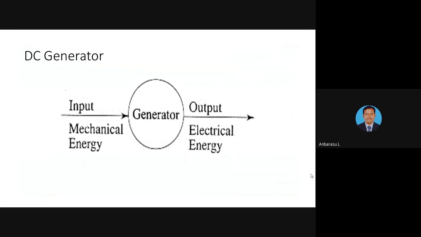Here is the block diagram representation. This is the generator. The input energy, mechanical energy, is given to the input, and an energy conversion process takes place inside the machine. Then it converts the mechanical energy into its equivalent electrical energy. This is the output of the DC generator. This is a simple block diagram representation of a DC generator.